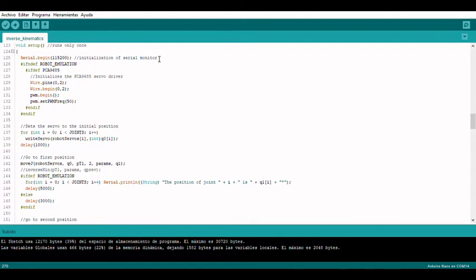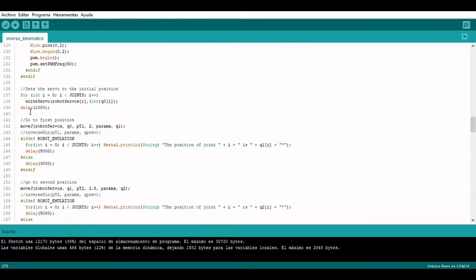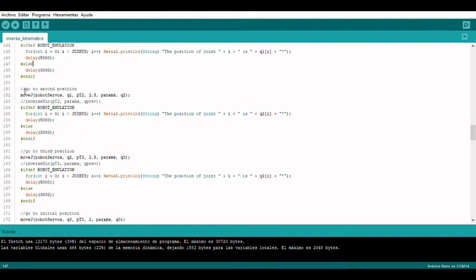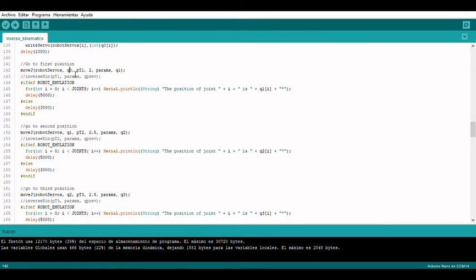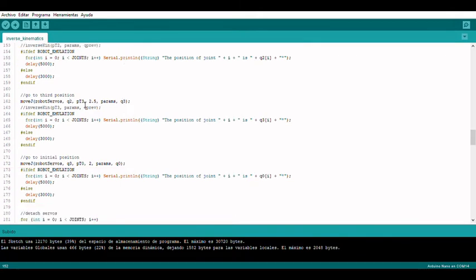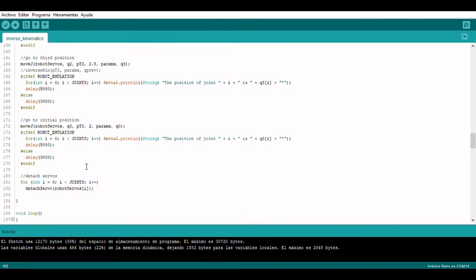Well, first the initialization of the serial monitor, which we will see now. Here we are going to the initial position, and then we are moving from Q0, that is the home position, to the first point in 2 seconds, and in Q1 the value of the joints in the target position is stored. These lines here write the value of Q1 in the serial monitor, and we are doing this again and again from the initial position to point 1, from point 1 to point 2 we have Q2, from point 2 to point 3, from point 3 to the home position, and detaching the servos.